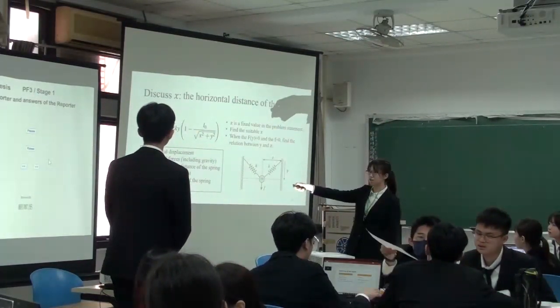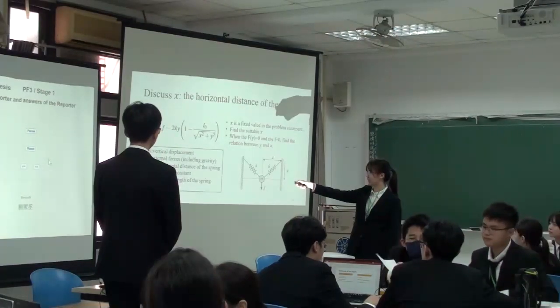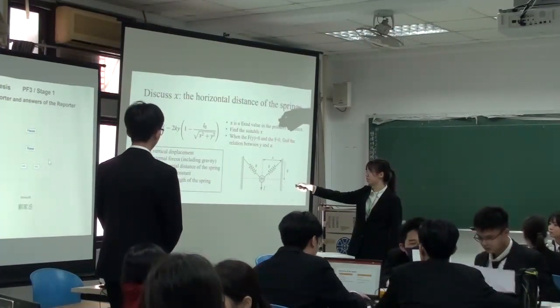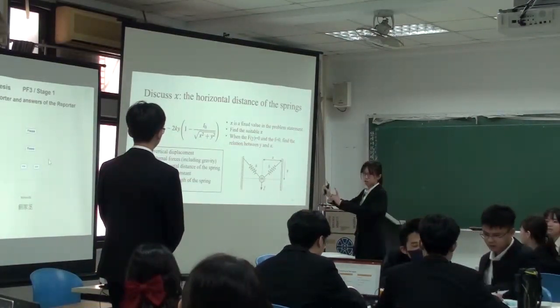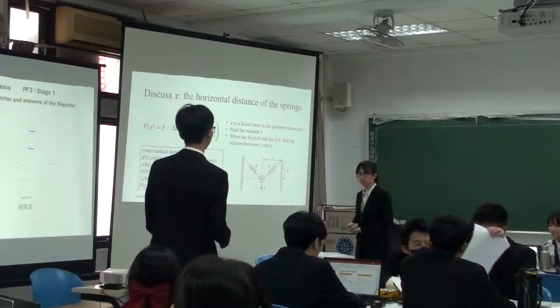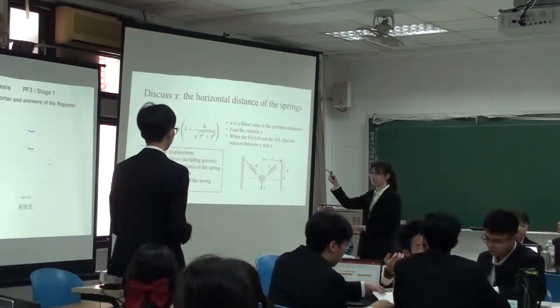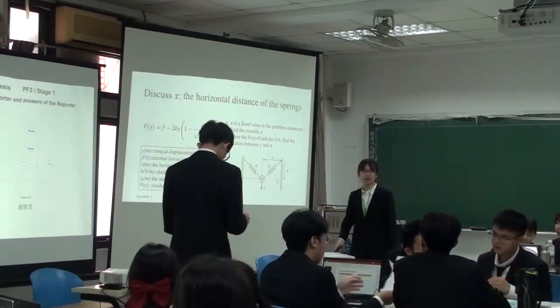This is the resultant force, and this is the external force, which includes gravity. And these are the elastic force from the screw. How did you get this formula? You analyze the force, and you can get this formula. Okay.